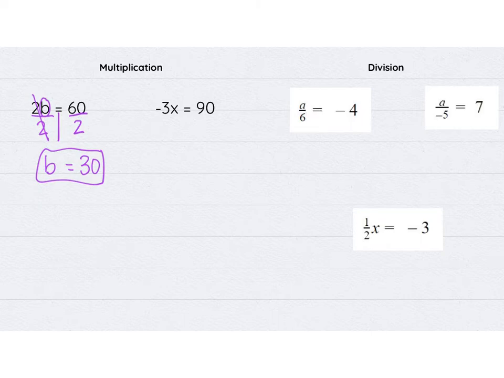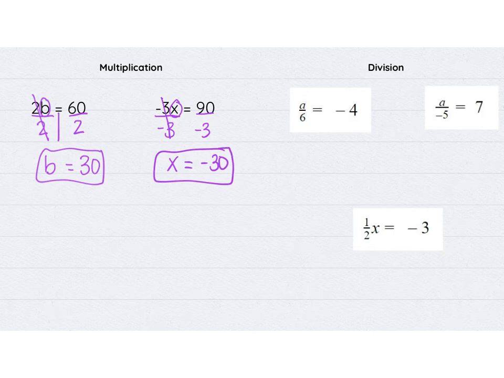The second one, -3x is equal to 90. Just remember that is multiplication, so you wouldn't be adding 3. Some people get confused by that. And you are dividing by that negative, because a negative divided by a negative gives us a positive 1, and that's what we want. So that gives us 1x, which is just x, and 90 divided by -3 is -30.